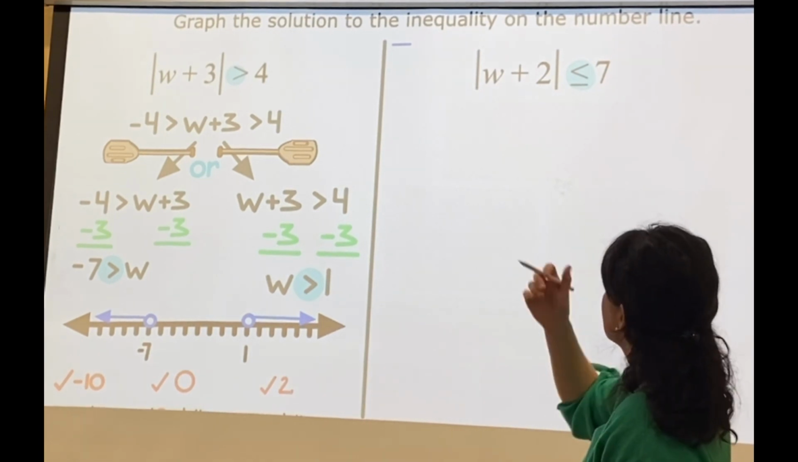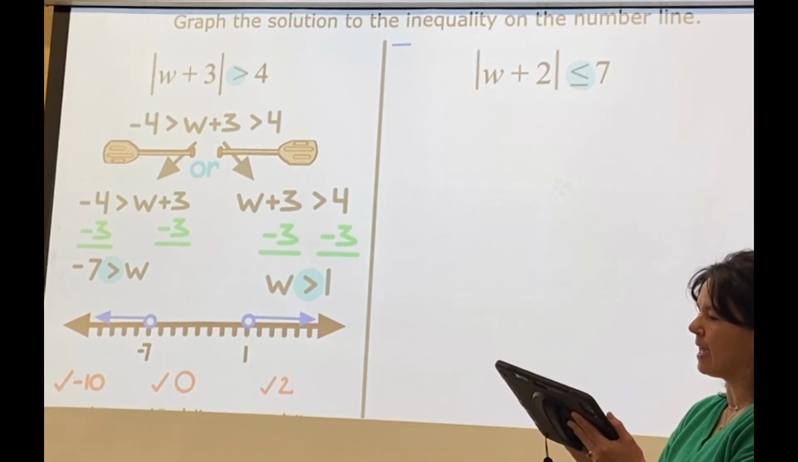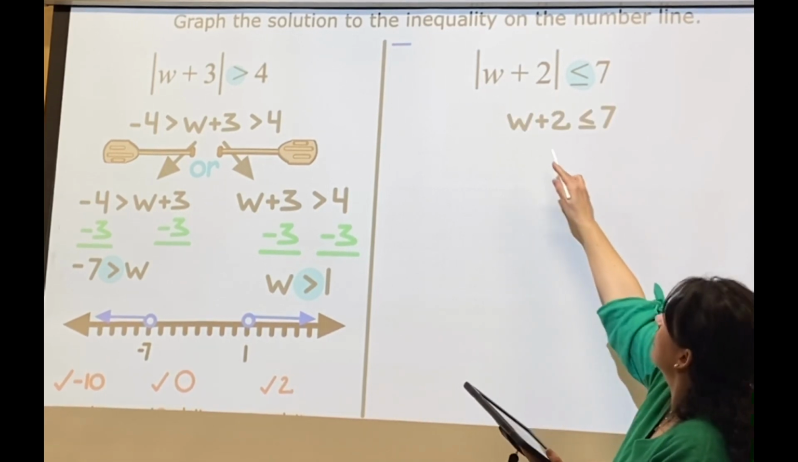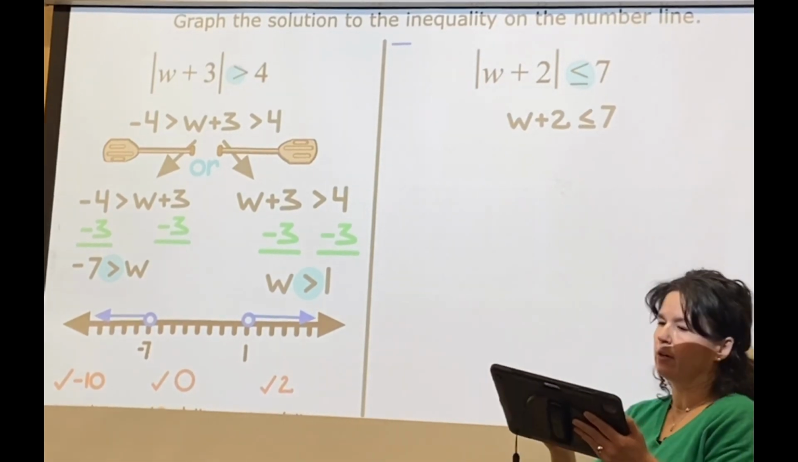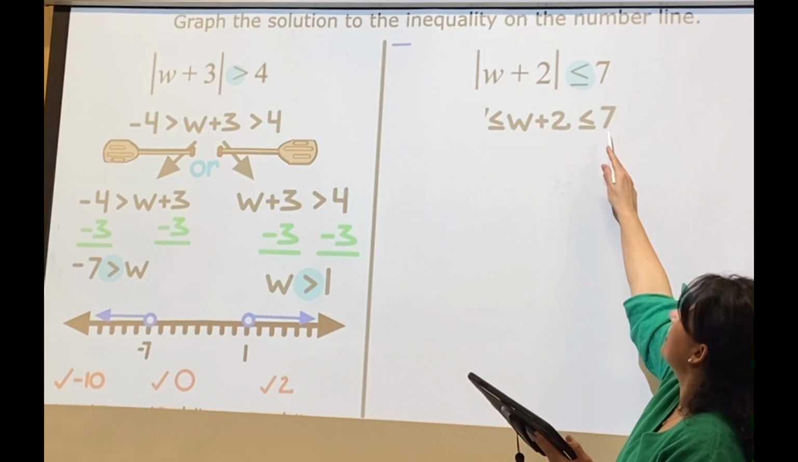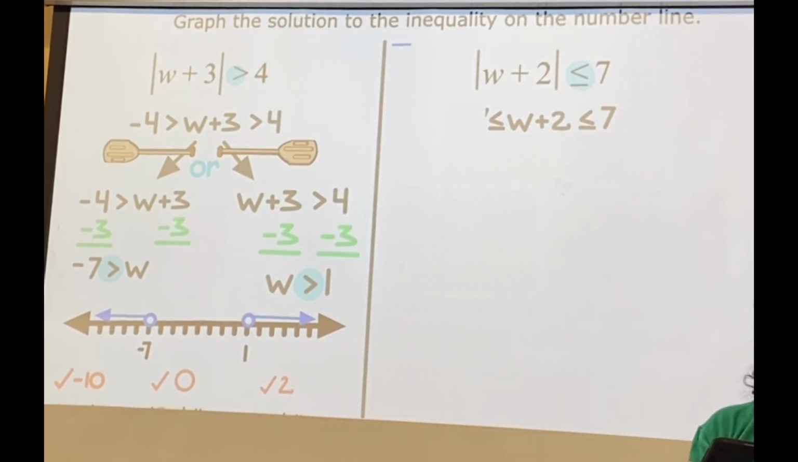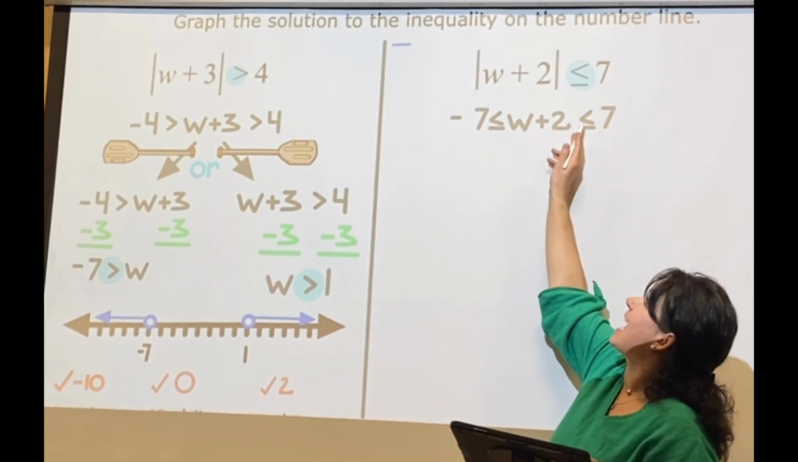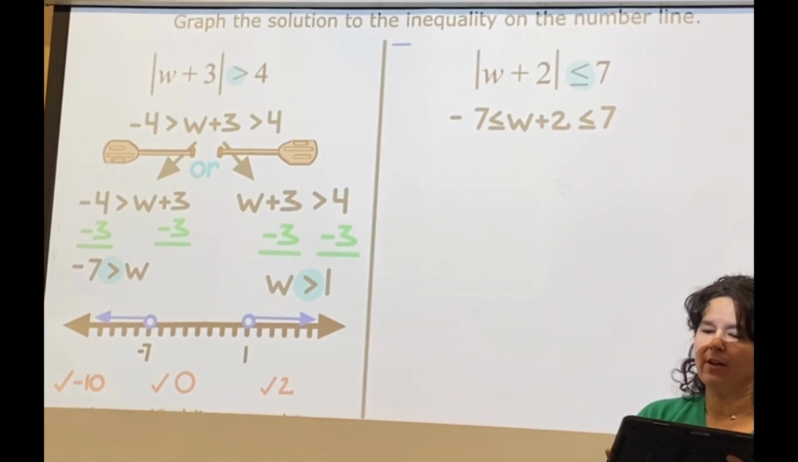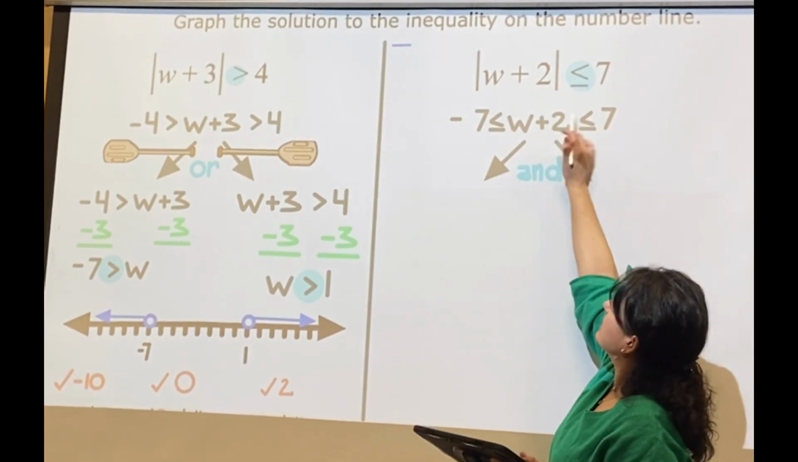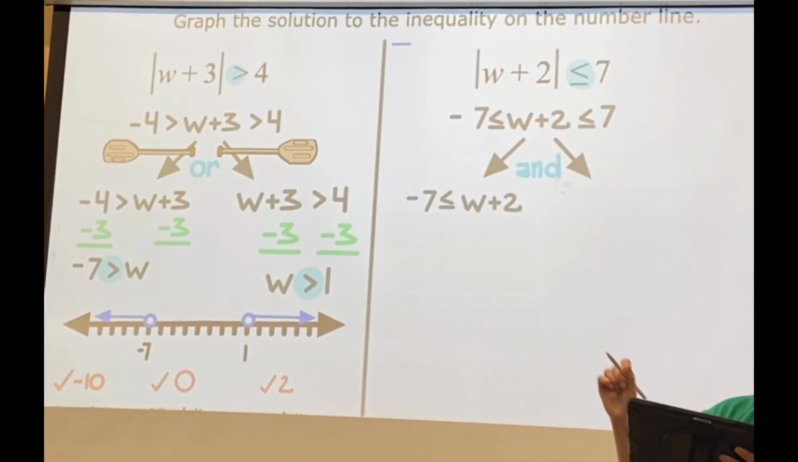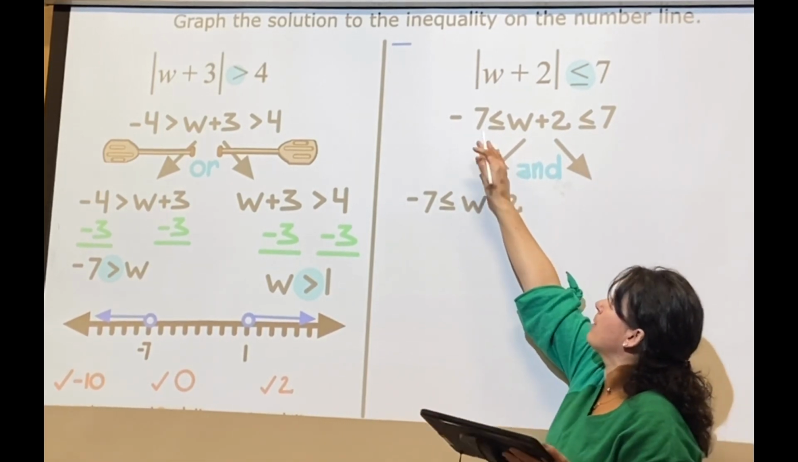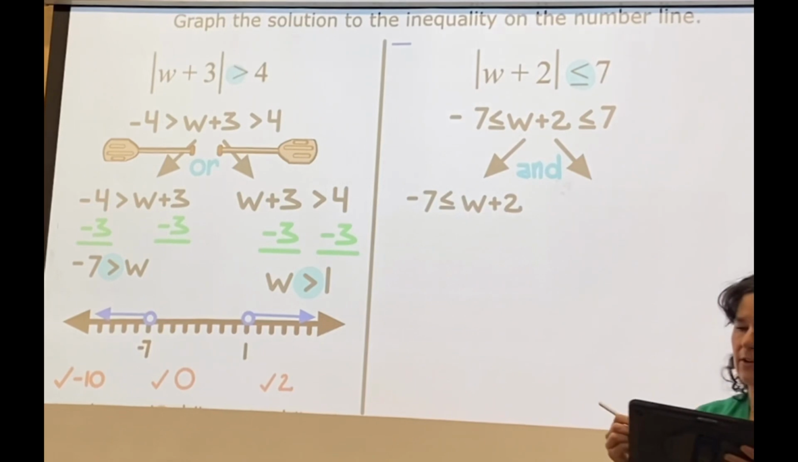Okay, so let's just follow that same process here. I'm going to write down the original without the absolute values. I'm going to slide that symbol over. And then that 7, I'm going to put a negative 7. Then I'm going to decide, is it an and or an or problem? Less thans are and, so I know I have an and. And then I'm going to cover up this side: negative 7 is less than or equal to W plus 2. And on the right, I'm going to cover this part up, and I have W plus 2 is less than or equal to 7.